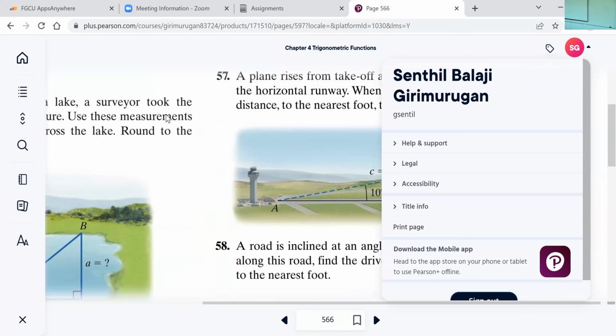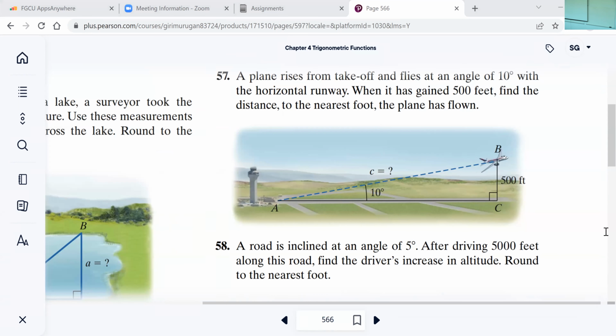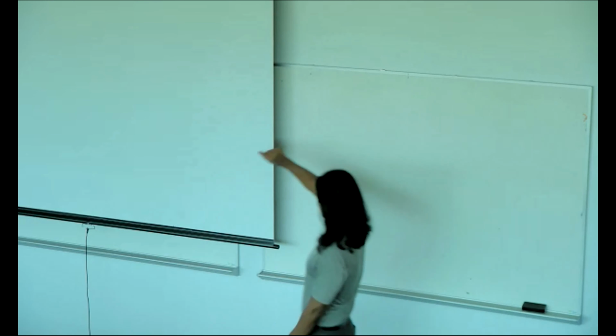Where do we start? They've given us that picture. First off, what angle are we trying to find? Angle of elevation or angle of depression? Elevation, because it's going up. So it is 10 degrees.